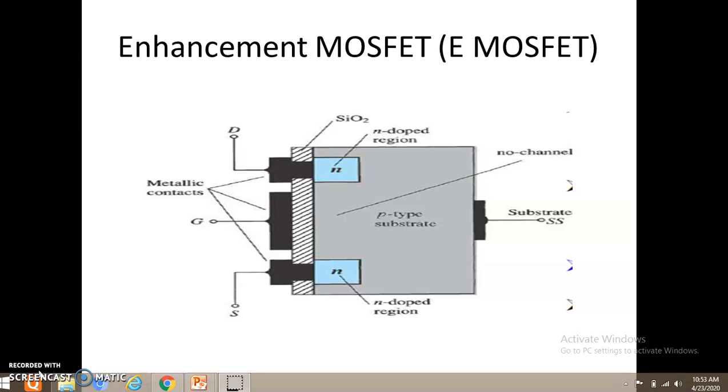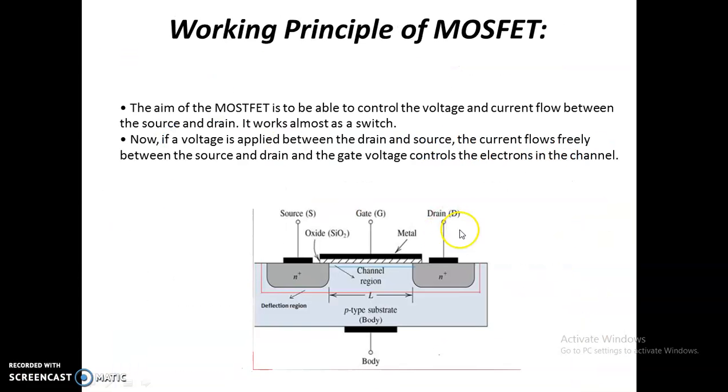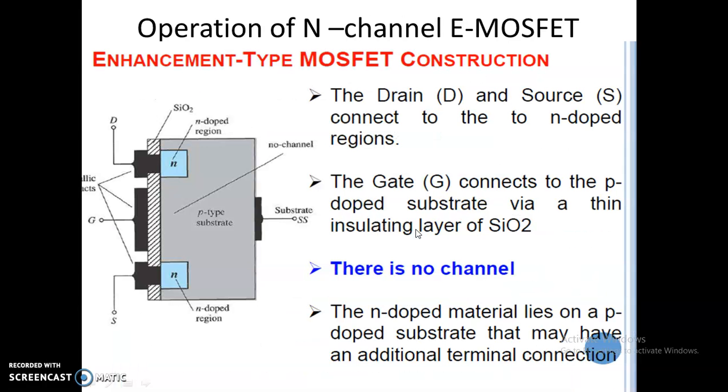From the figure, you can see a slab of P-type semiconductor is used as a substrate. The substrate is sometimes connected to the source, but it is brought out as a fourth terminal. The drain and the source terminals are connected to the N-type regions through metallic contact. But the important point to be noted is that the channel is absent in enhancement. In the previous lecture, in depletion MOSFET the channel is present, but here the channel is absent.